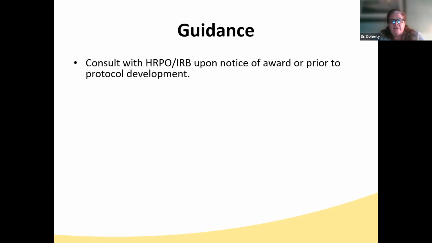So for some further recommendations from Dr. Rosenthal, myself, and our Human Research Protections Office: consult with the IRB and the HRPO, either upon notice of award, or when you're developing your grant submission, or prior to your protocol development. Both Dr. Rosenthal, myself, and our IRB manager, Jan Martinez, are available to answer questions and to help with protocol development. We will be issuing guidance, a worksheet that can be followed, that will incorporate much of the information that we have in these slides to help walk through what your protocol should include.